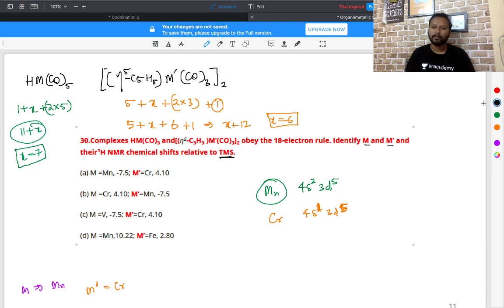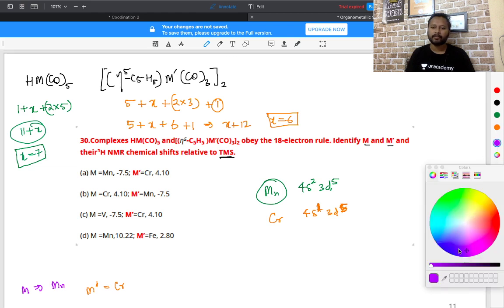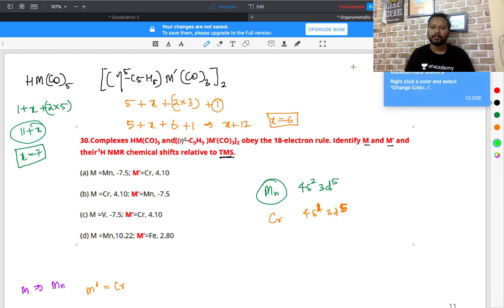Now there could be one more possibility. And what is that possibility? That there is no metal-metal bond. Let's say there is no metal-metal bond. In that case, what will happen? If we don't have any metal-metal bond in the complex, we will be having 5 plus X plus 2 into 3 and plus 0. We will be taking 0 for the metal-metal bond over here. So 5 plus X plus 2 into 3 is 6 and plus 0.